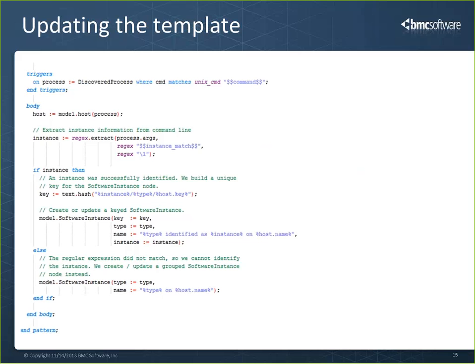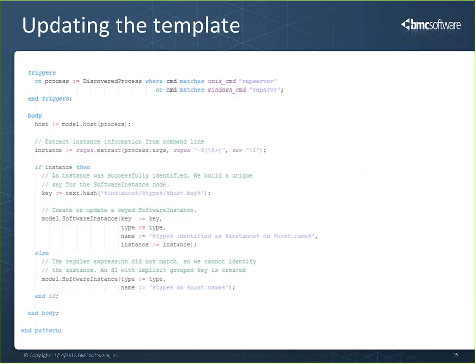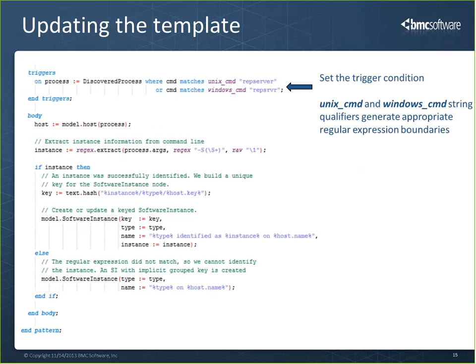Now, moving on to the body of the pattern. Again, we update it. We'll first set the trigger condition. Because this product is running on both Unix and Windows hosts, we'll set a trigger condition that will cover both the Unix and Windows platforms. You should also note the use of the Unix CMD and Windows CMD string qualifiers, which will simplify our regular expression writing for our trigger condition, as it sets the appropriate regular expression boundaries.